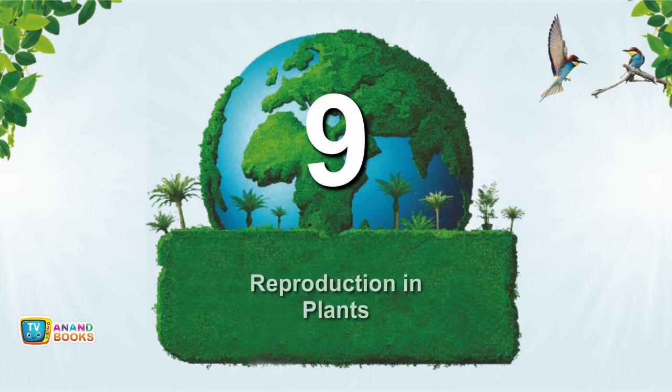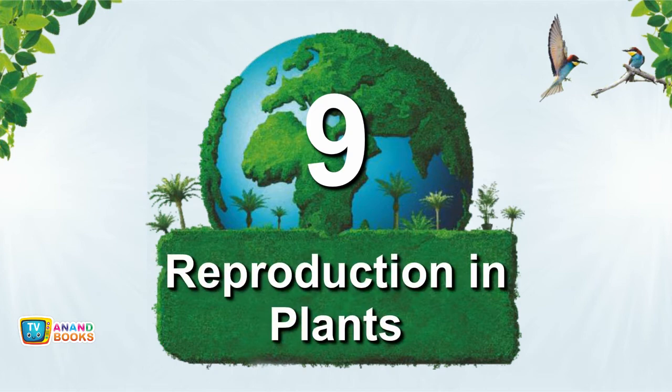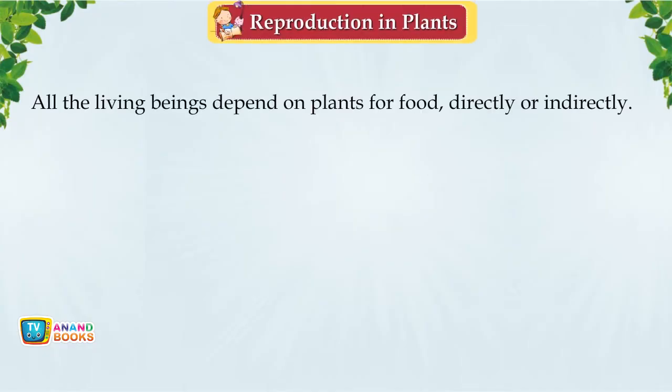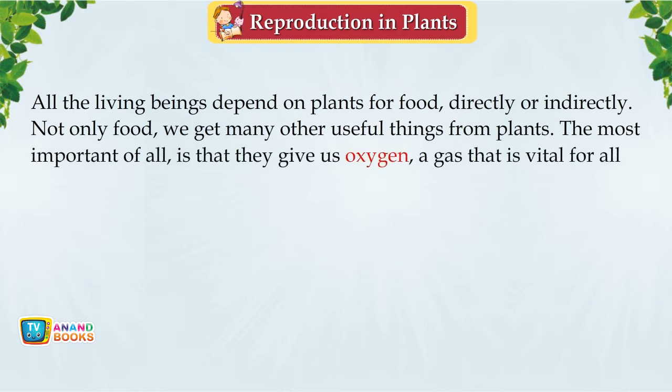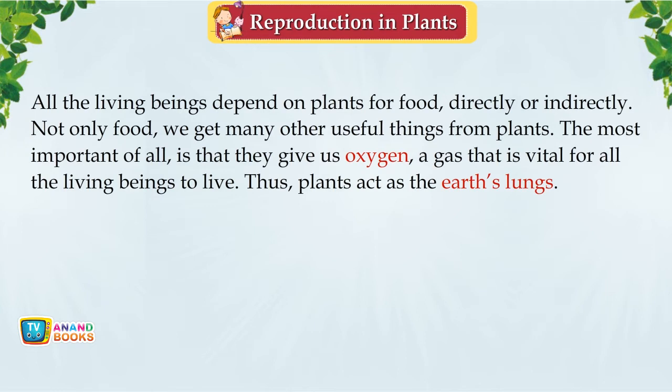Chapter 9. Reproduction in Plants. All the living beings depend on plants for food, directly or indirectly. Not only food, we get many other useful things from plants. The most important of all is that they give us oxygen, a gas that is vital for all the living beings to live. Thus, plants act as the earth's lungs.